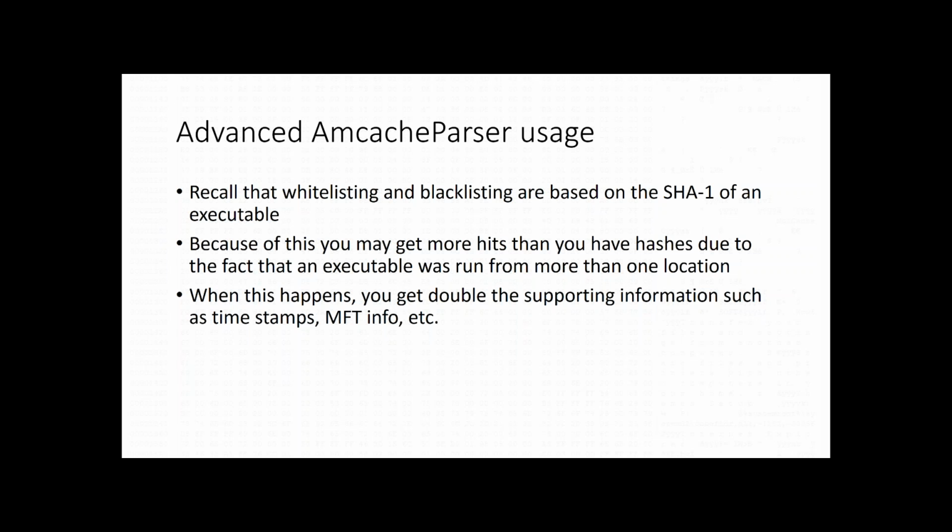Every time it runs from somewhere, you'll get a new file entry record, and the SHA is the same, and that's what we're keying all this off of. So you have to keep that in mind. Just have an understanding of where that data is coming from. So that's what the bottom part's basically saying. If that happens, then you get double, or however many times it ran from different places, all those extra things that we've been able to look at and discuss.